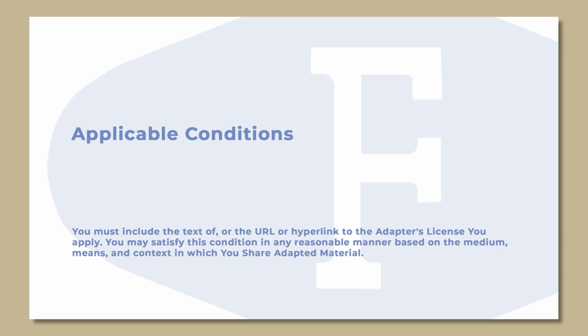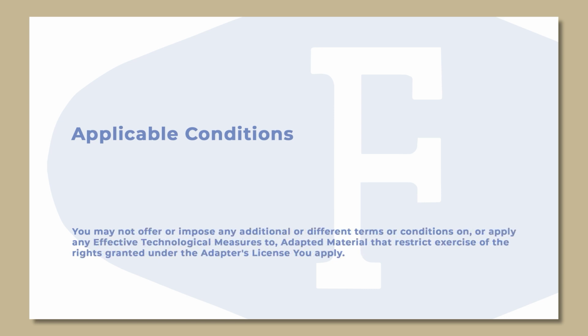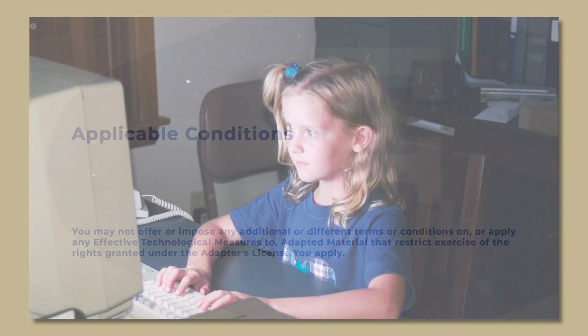You may not offer or impose any additional or different terms or conditions on, or apply any effective technological measures to, adapted material that restrict exercise of the rights granted under the adapter's license you apply. The image stays free when the user always includes a link or URL to the original Fortifun Iowa photo.